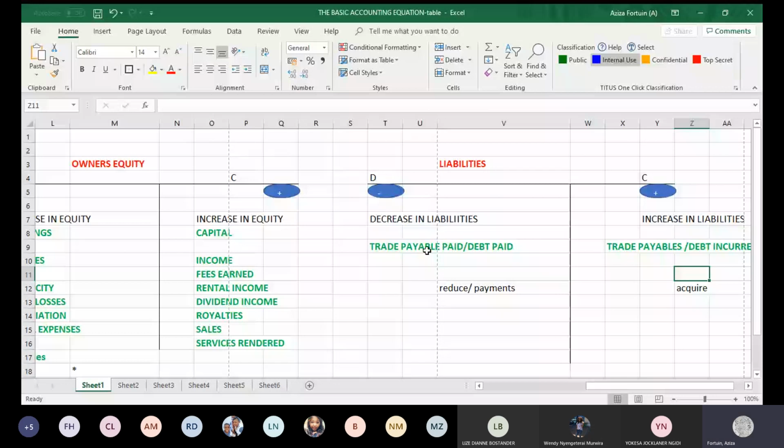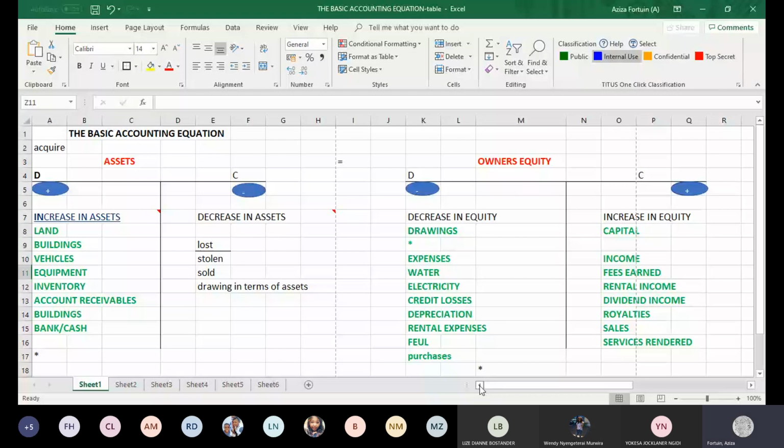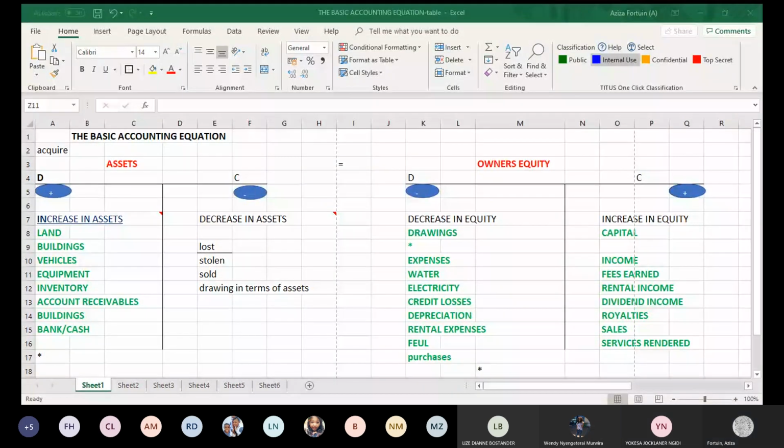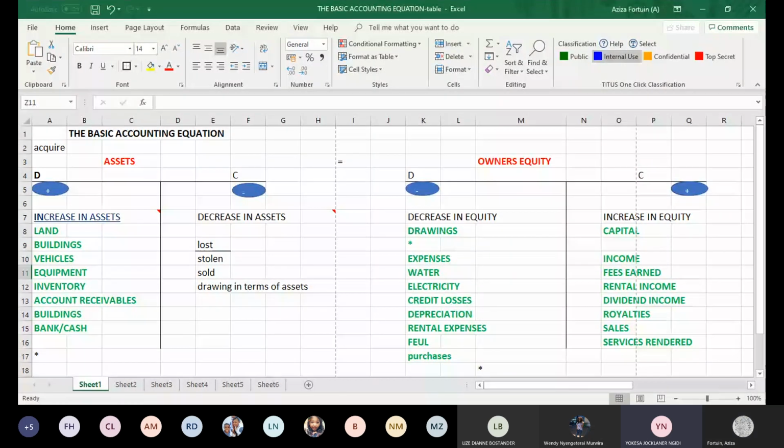Okay, any questions on this table? Was that clear the way I explained it? Any questions on the table? No questions. Just keep the table for 2 minutes, please.